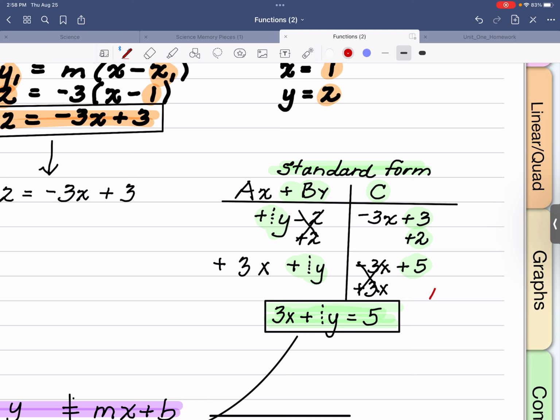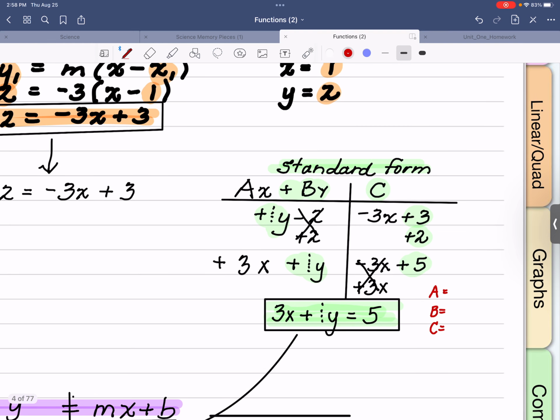So what they were actually looking for is A, B, and C. And A was 3, B was 1, and C was 5. So that technically answers their question. I got to standard form and just quit, but they had asked the values of those variables. So that's what I should have done to follow through.